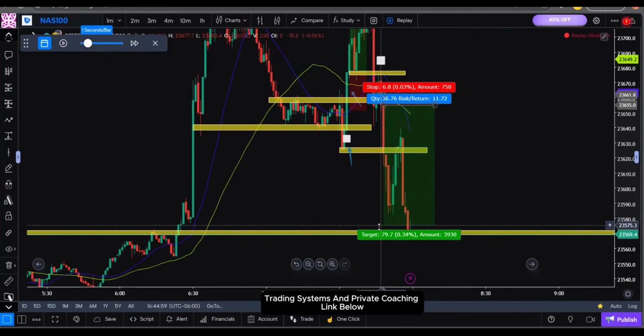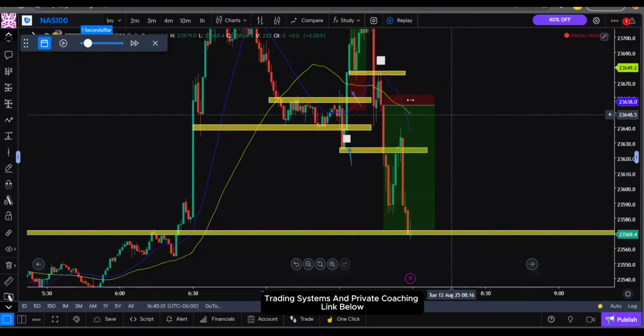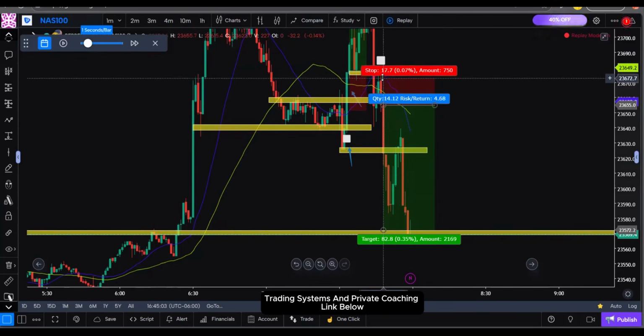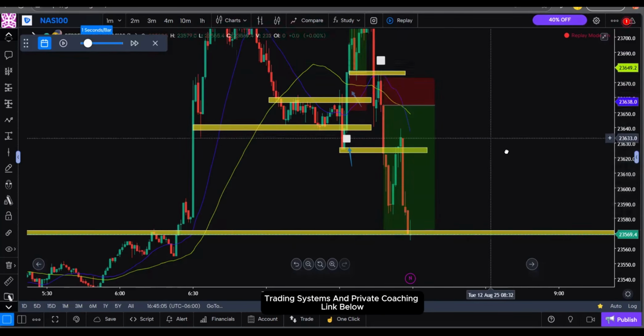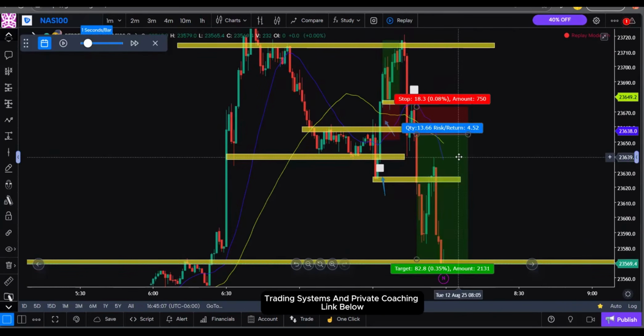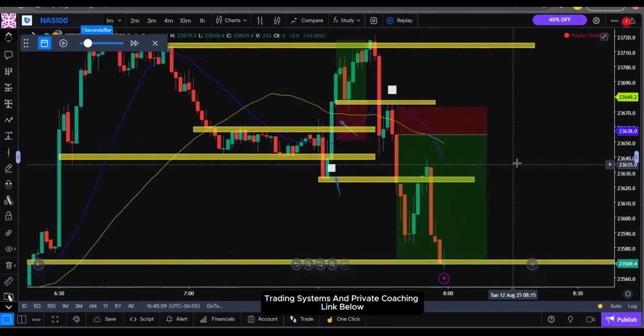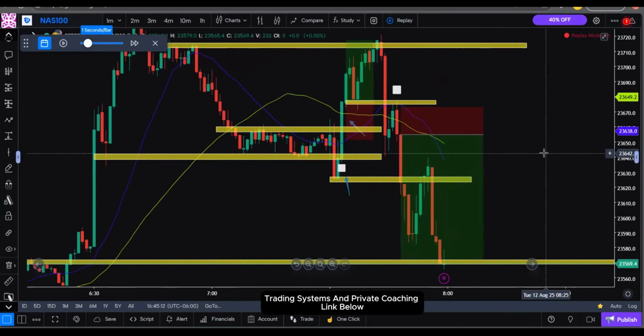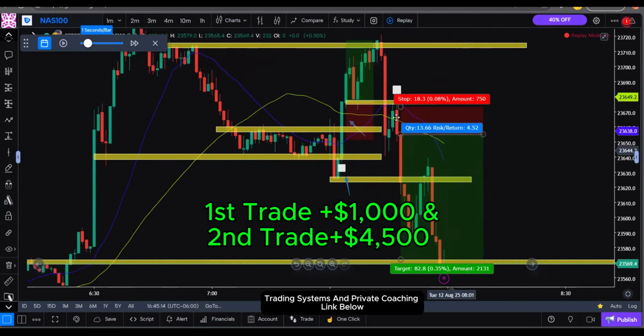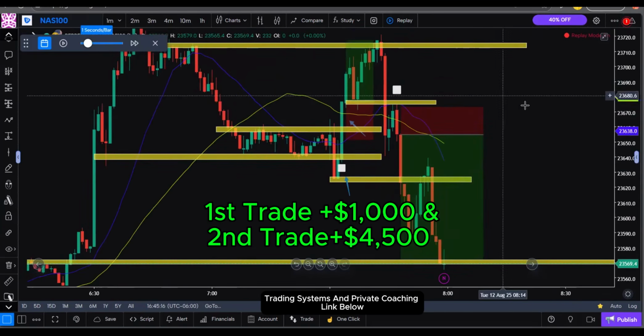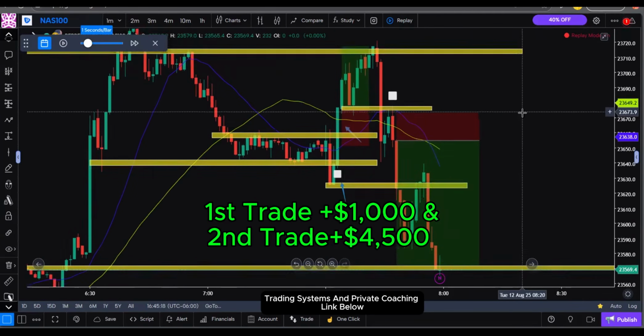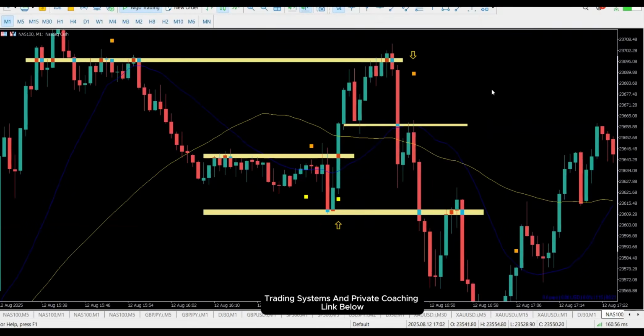As you can see, it dropped a maximum of around 80 points, and your stop loss was originally here. So that was a 1 to 4.5 risk reward ratio. So you could have made basically $4,000 in this trade, and in this one you could have made $1,000. Remember that the signals were given to you by my indicator Money Printer 2.0.